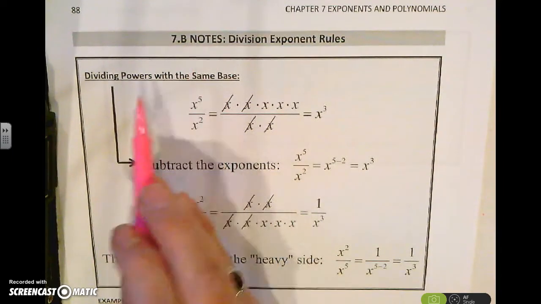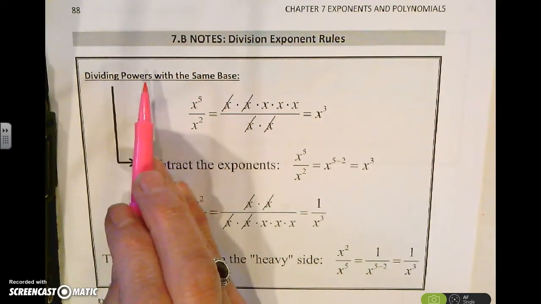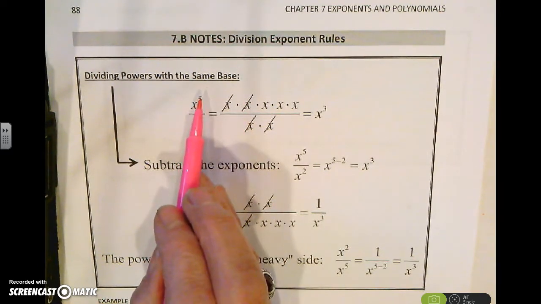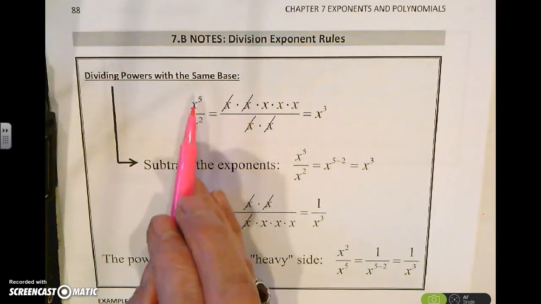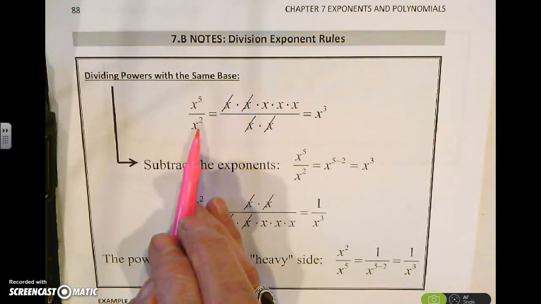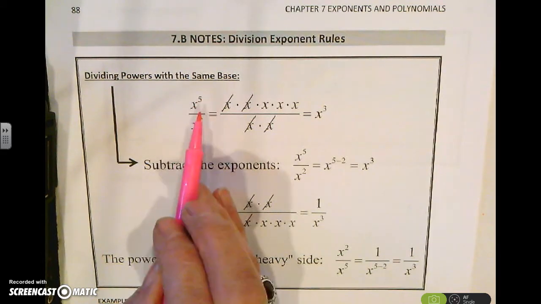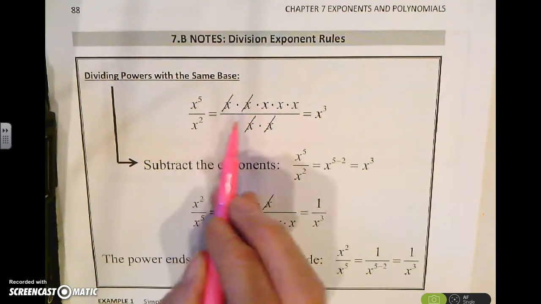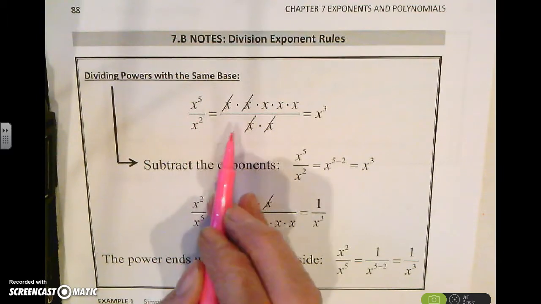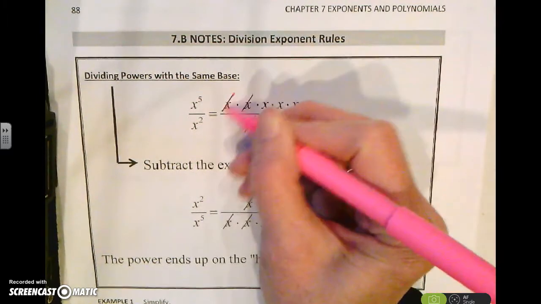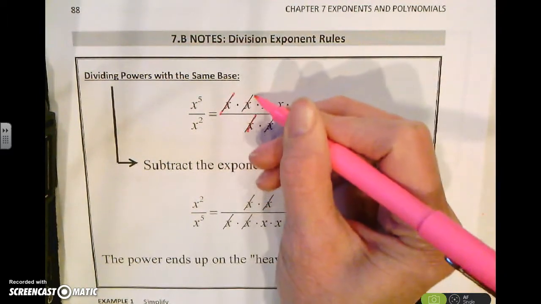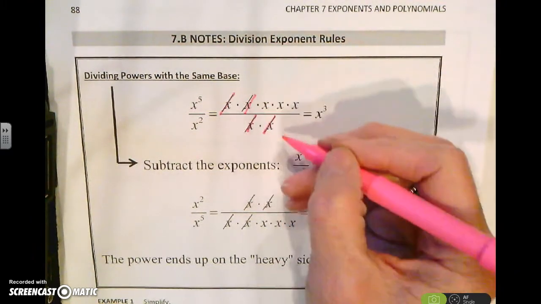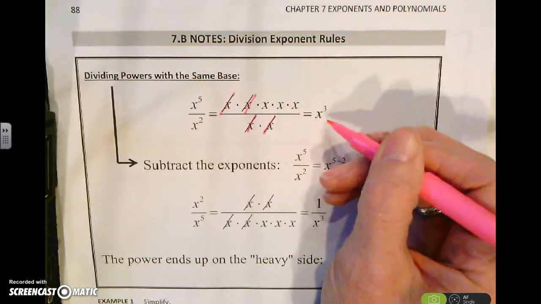We'll begin the notes today by talking about how to divide powers with the same base. For example, x raised to the fifth power divided by x squared has a base of x. So if we were to expand x to the fifth, it'd be x times x times x times x times x. And we're going to divide it by x squared, expanded. Then we cancel out common ones, and we're left with x to the third power.